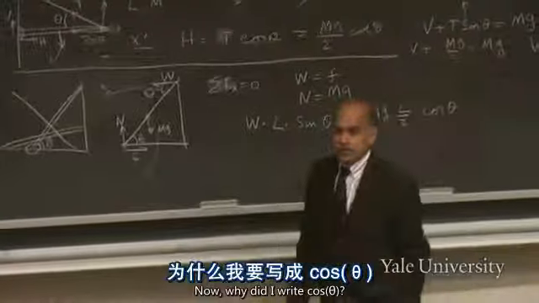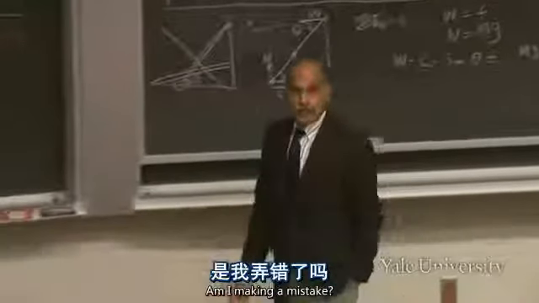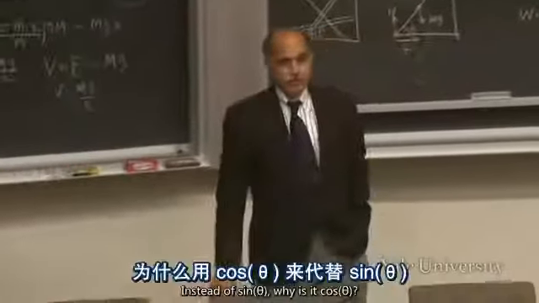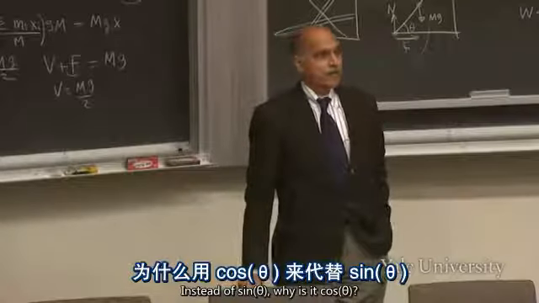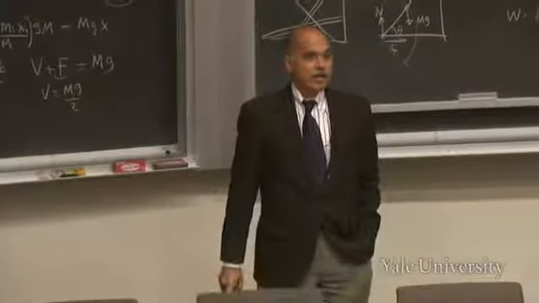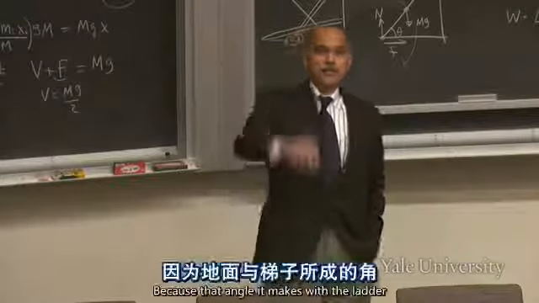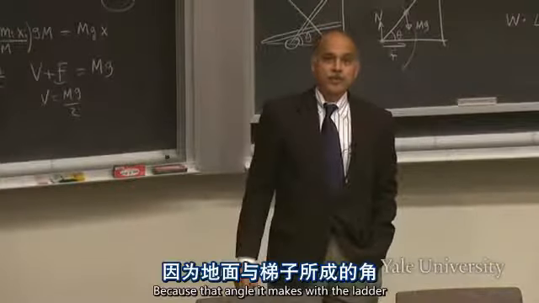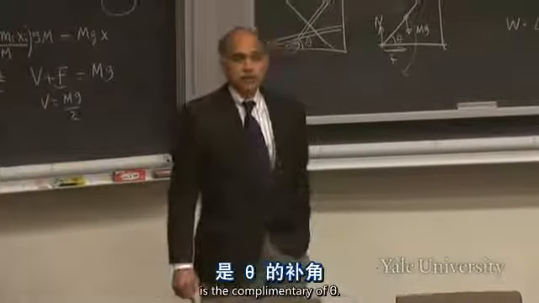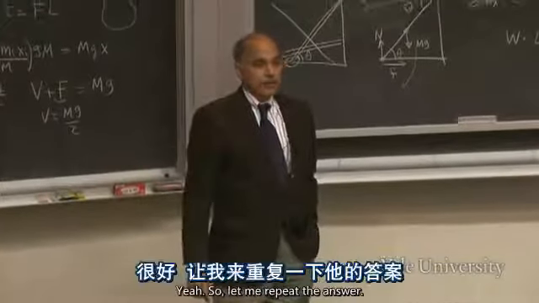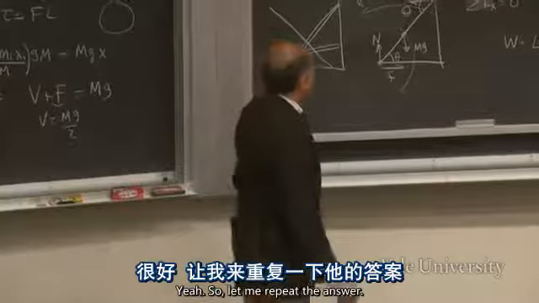Now, why did I write cosine theta? Am I making a mistake? Instead of sine theta, why is it cosine theta? Yes? Because that angle it makes with the ladder is the complementary of theta. Yeah. So let me repeat the answer.